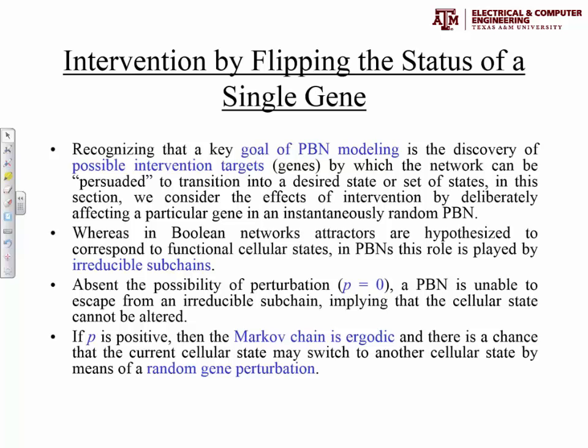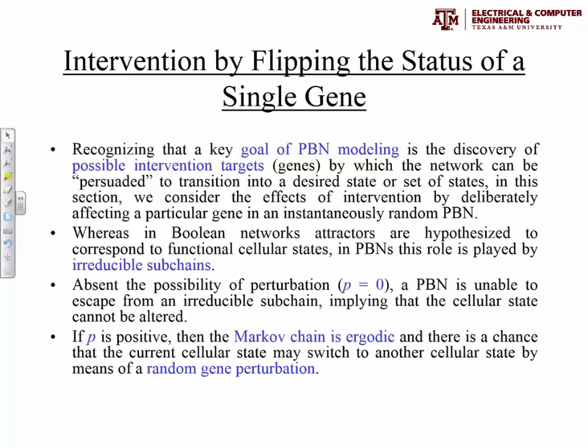So, absent the possibility of perturbation, that is p equal to 0, remember p was the probability that a gene will randomly change its value from 0 to 1. If the probability for that is 0, then all states will not communicate. So absent the possibility of perturbation, a PBN is unable to escape from an irreducible subchain. It's just like the basin of attraction in the case of the Boolean network. If you get in there, that's where you have to stay, you cannot go anywhere else, implying that the cellular state cannot be altered.